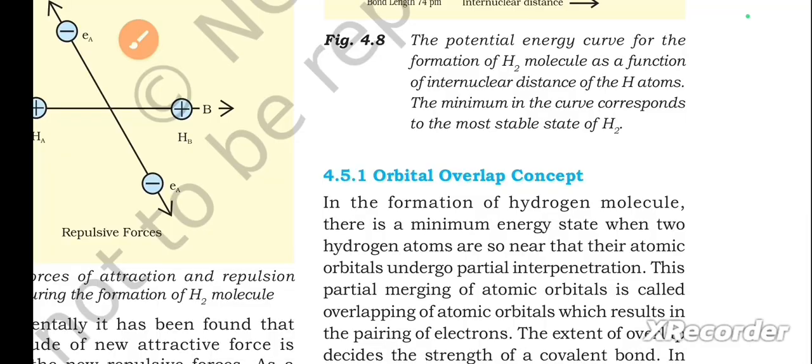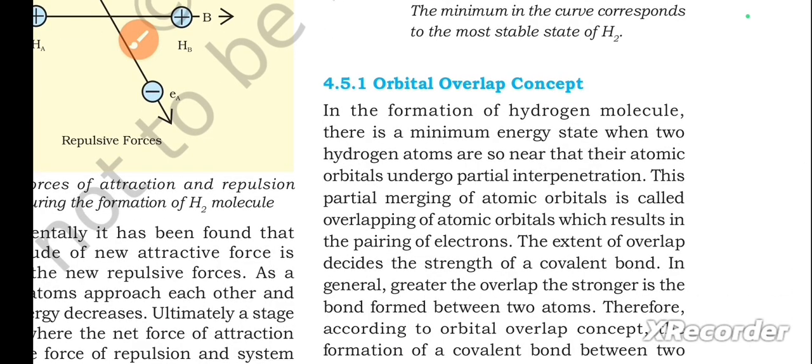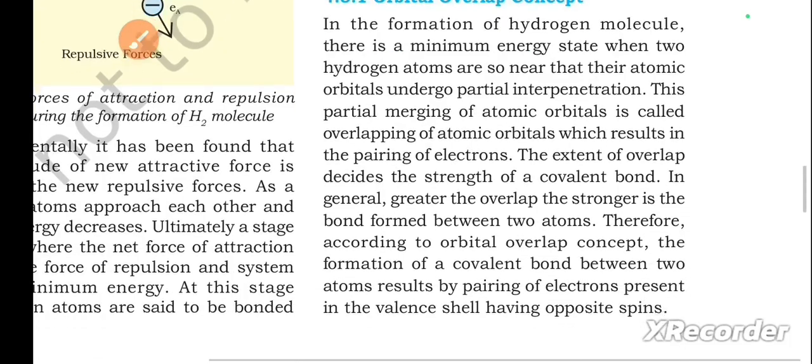Next is orbital overlap concept. In the formation of hydrogen molecule, there is a minimum energy state when two hydrogen atoms are so near that their atomic orbitals undergo partial interpenetration. This partial merging of atomic orbitals is called overlapping of atomic orbitals, which results in the pairing of electrons.